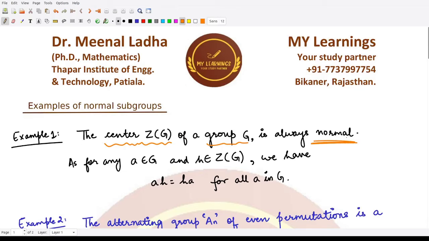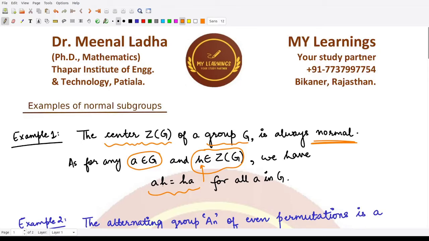Why is this so? Because if we take some element a from the group G, and some element h from the center of G, by the definition of the center, h commutes with all the other elements of G. So ah would be equal to ha for all a in G. This is true only when h is a member of the center of G.